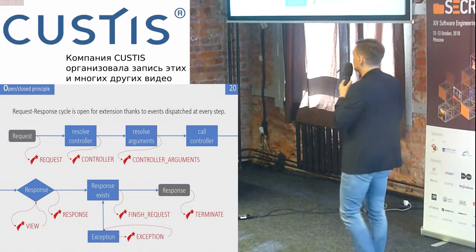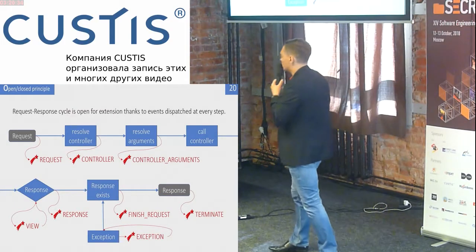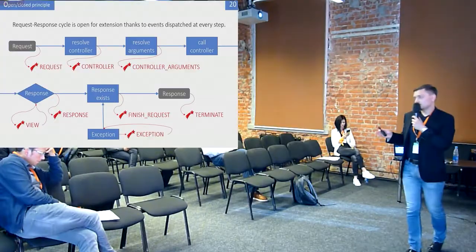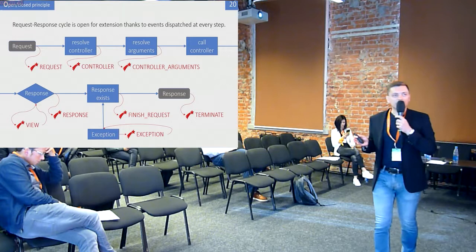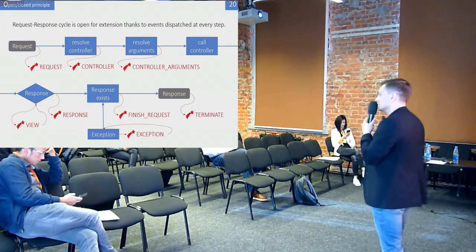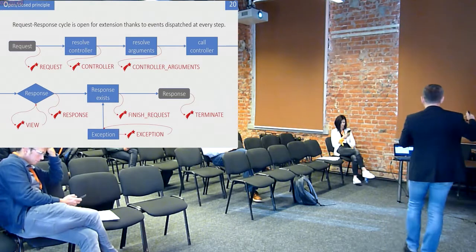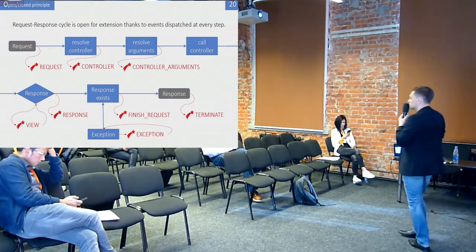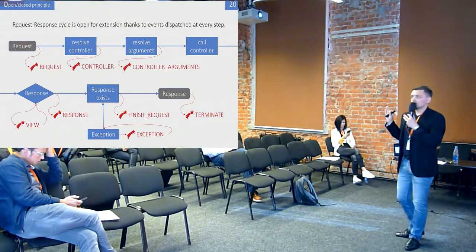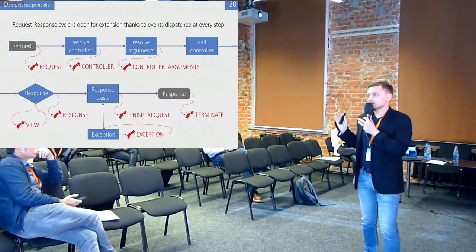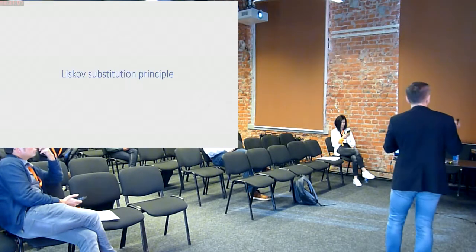At any time, an exception can arise, for example, when no controller is found for a given URL. In this case, an exception event is dispatched, and there is a listener that can transform this exception into a beautiful response with a message like, I'm sorry, there is an error on the site, so try later.